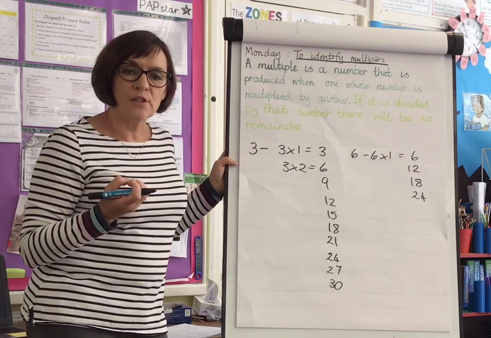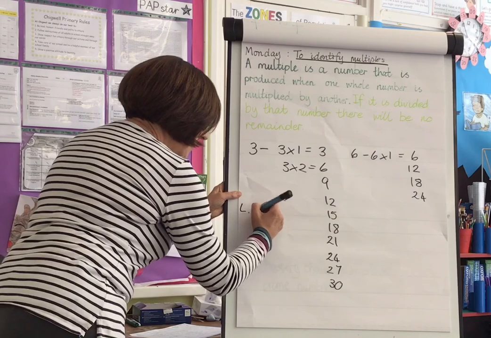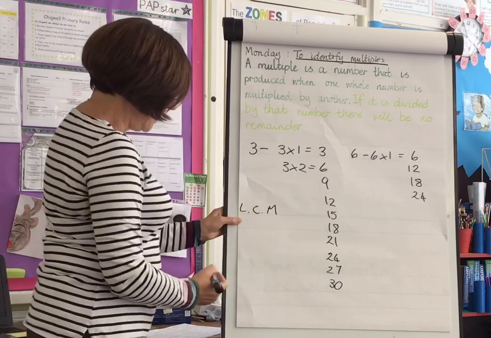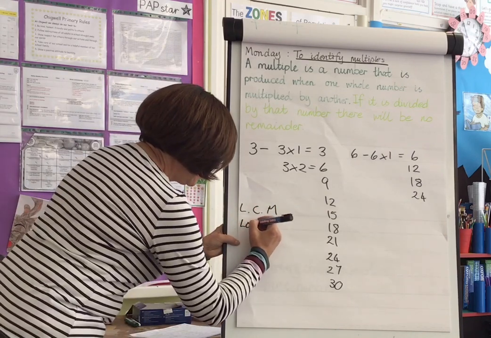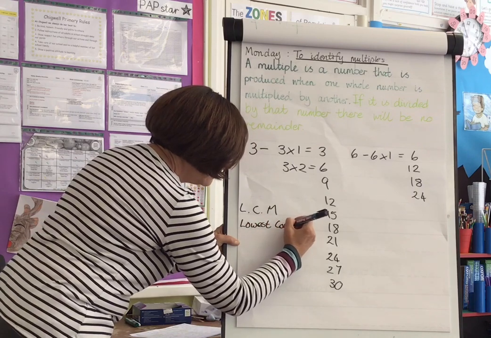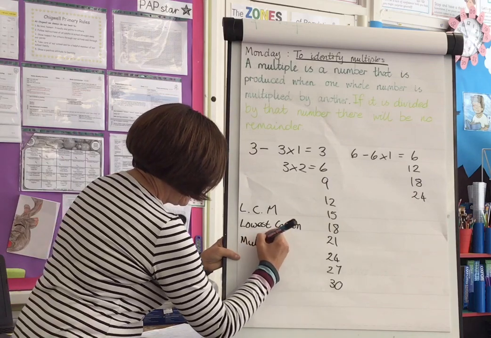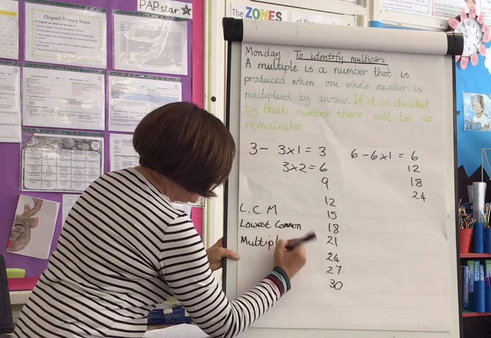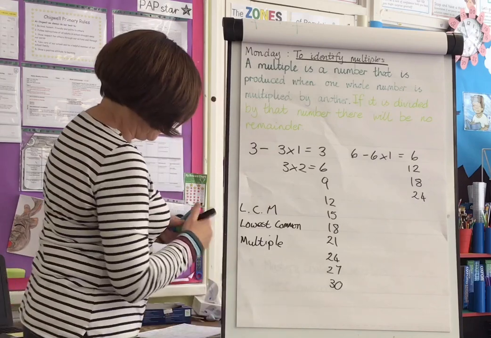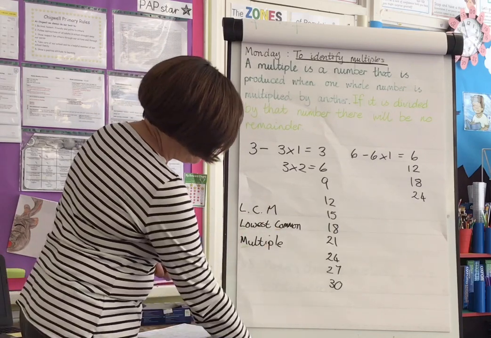Now, one of the things you're going to be asked to do today is to find the LCM. That stands for the lowest common multiple. You can see LCM, we're just taking the initials, lowest common multiple.